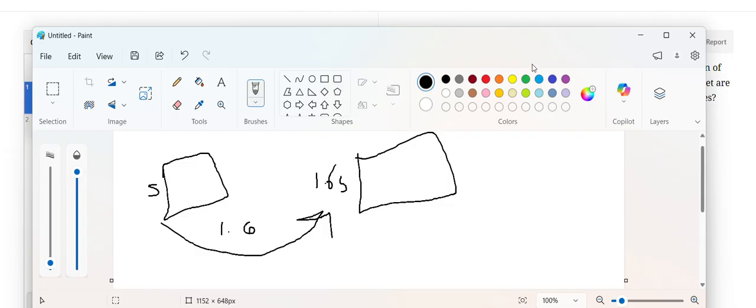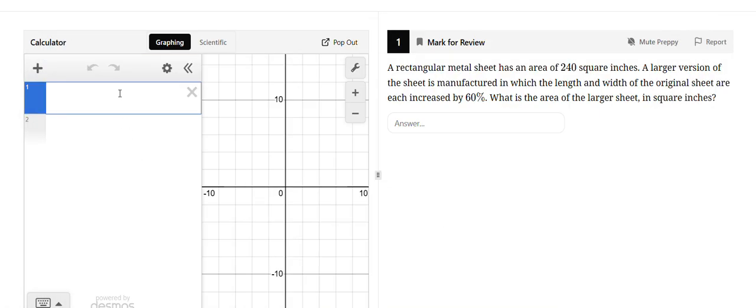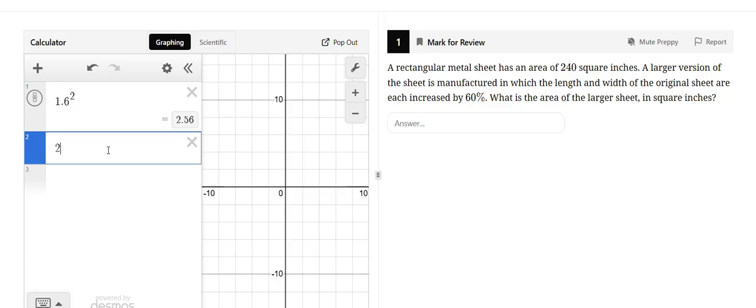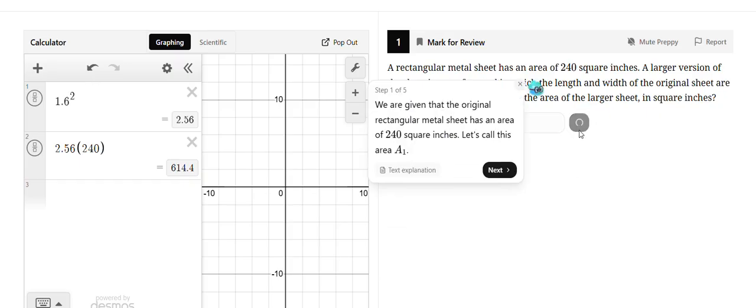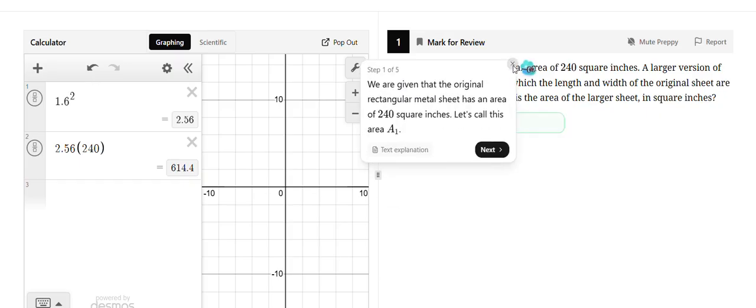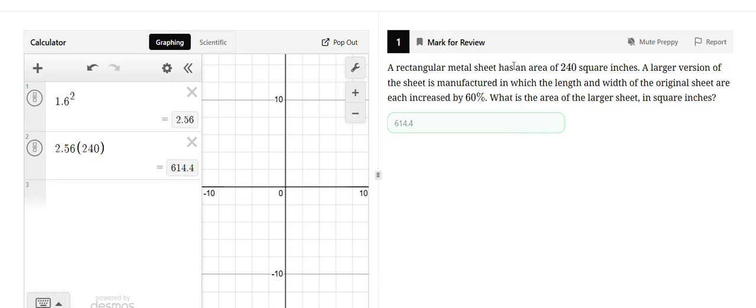So for area, we need k squared. So what's k squared? 1.6 to the power of 2, 2.56. So if we multiply 2.56 by 240, we get 614.4. And we can do that problem relatively quickly. Awesome. There's also another way you can do it.